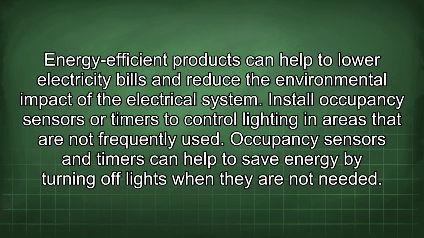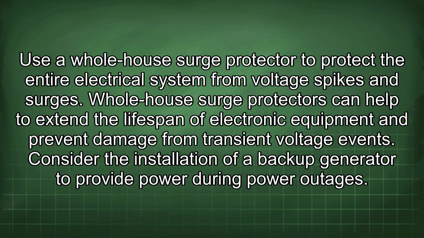Install occupancy sensors or timers to control lighting in areas that are not frequently used. Occupancy sensors and timers can help to save energy by turning off lights when they are not needed. Use a whole house surge protector to protect the entire electrical system from voltage spikes and surges. Whole house surge protectors can help to extend the lifespan of electronic equipment and prevent damage from transient voltage events.